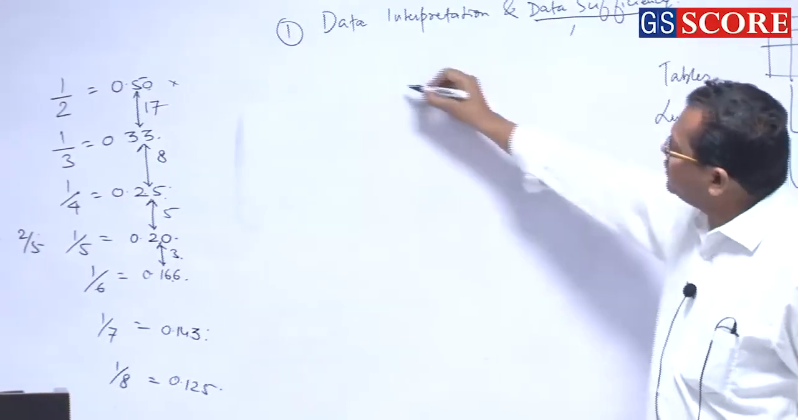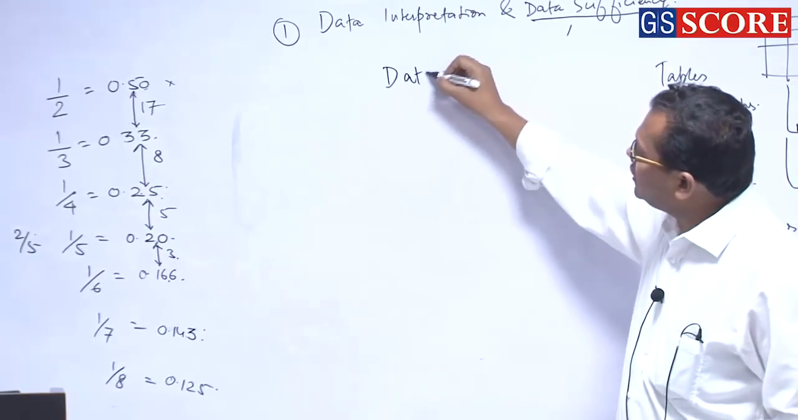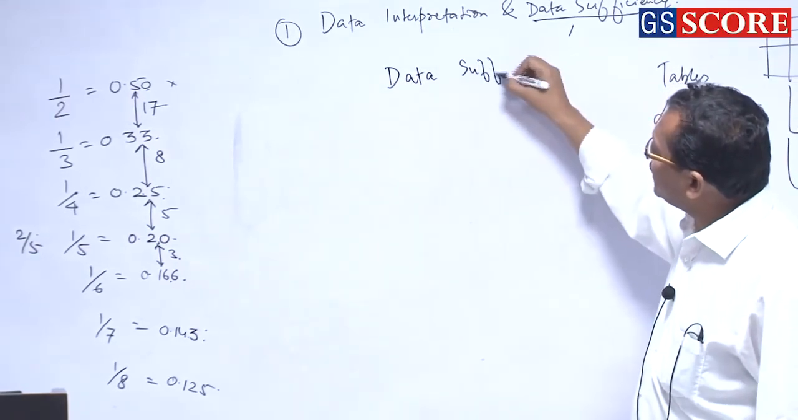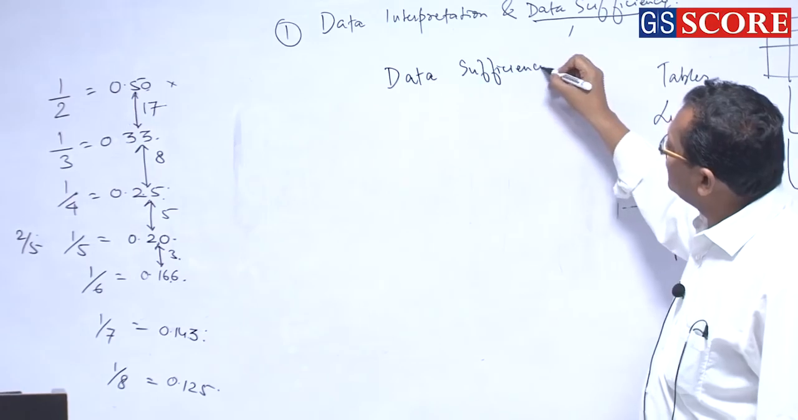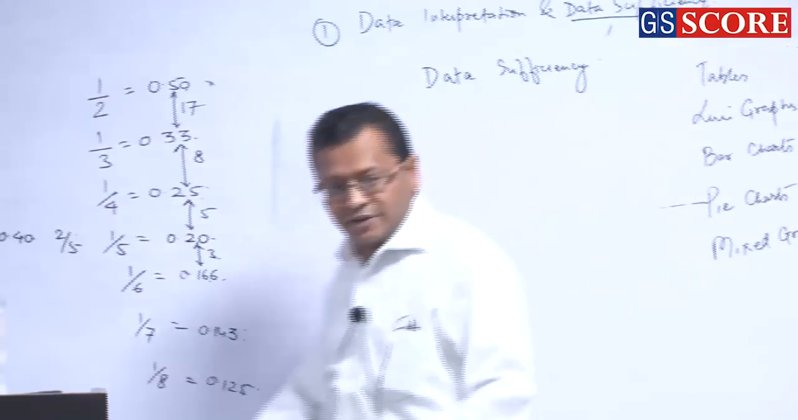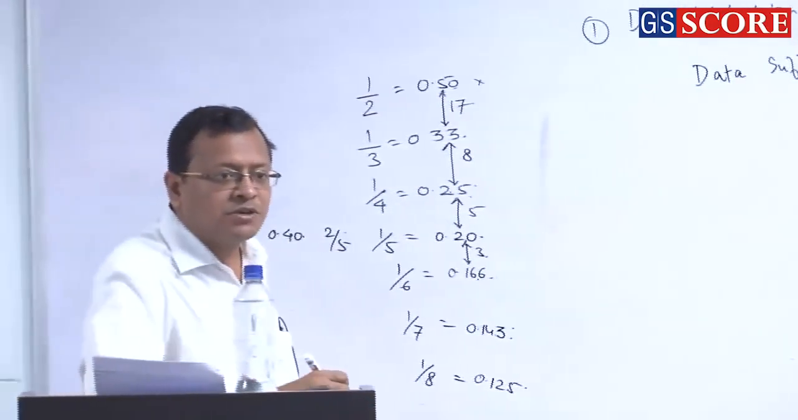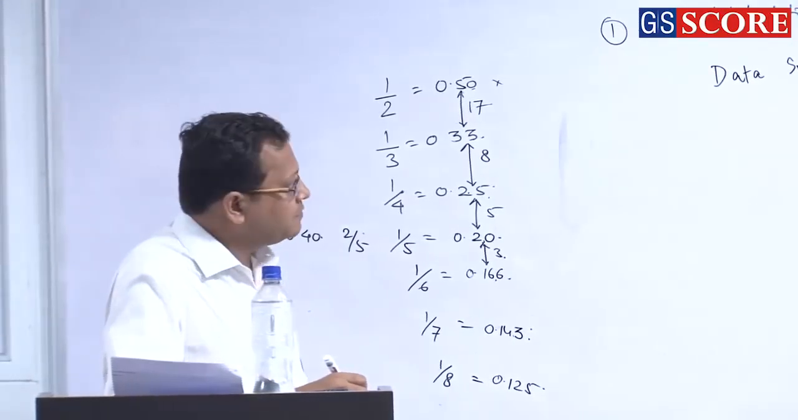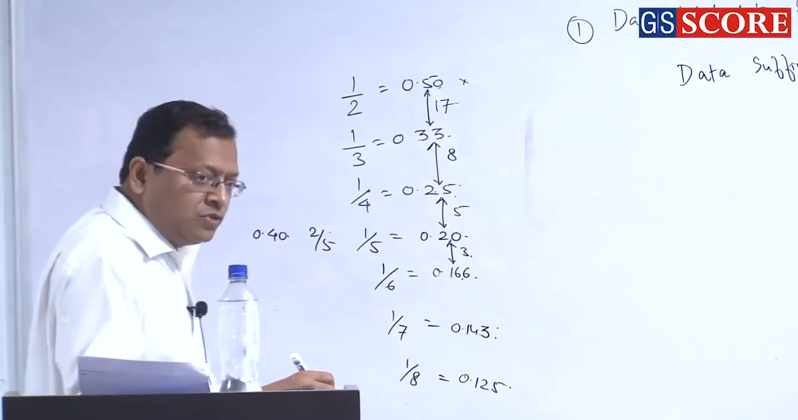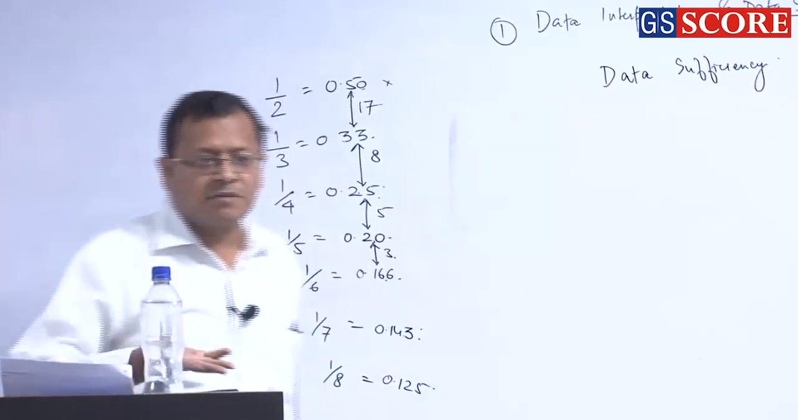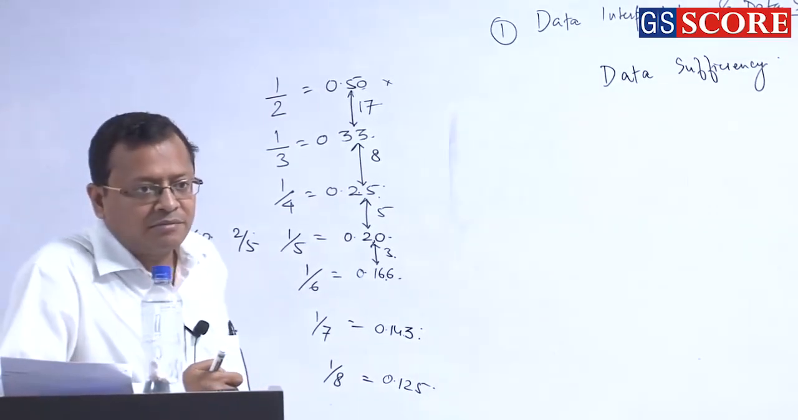What do you mean by data sufficiency? As you just told me, it is whether sufficient data is given to find out the requisite information or not. As a manager, why do you require data sufficiency? Again, the purpose is the same, decision making.